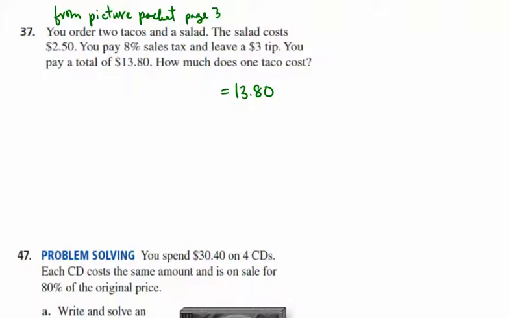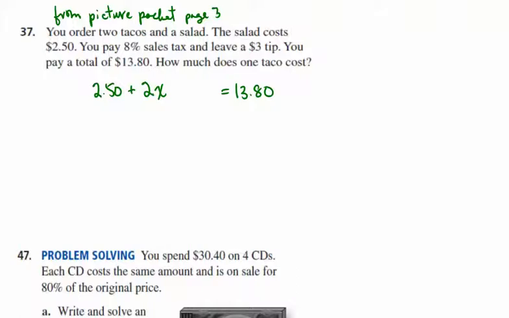All right, so we have a salad and 2 tacos. The salad costs $2.50, plus 2 tacos, which is what we're trying to find out how much they cost. So that will be $2.50 plus 2 times x, $2 times however many tacos we order.